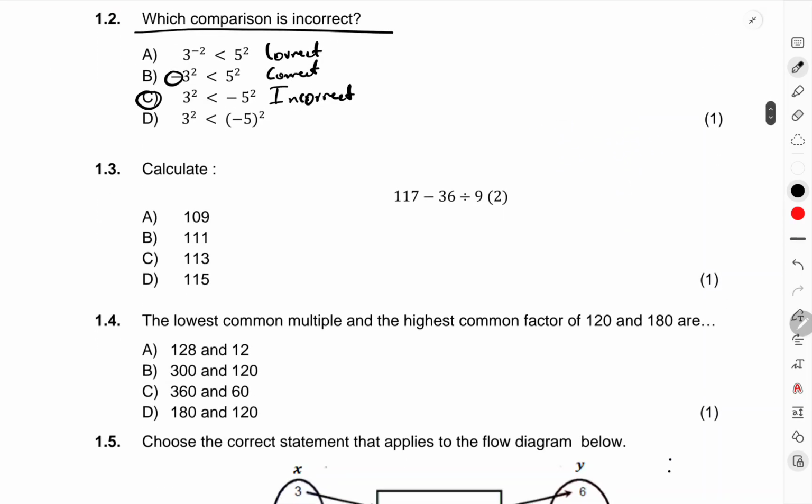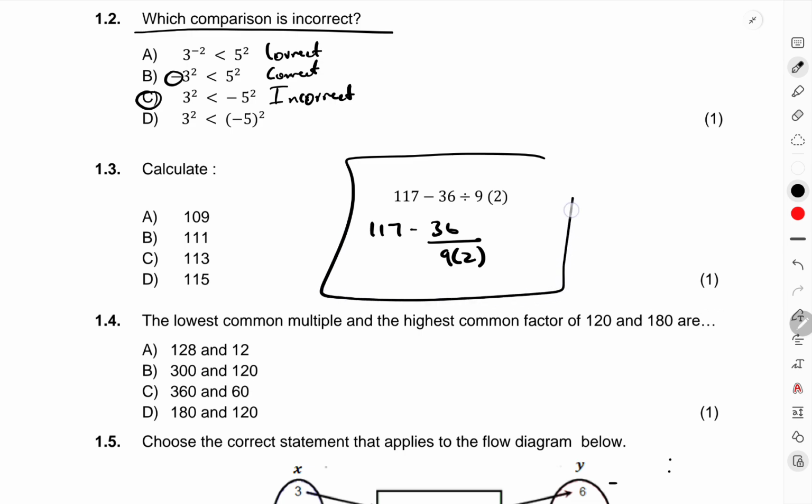Then let us go to 1.3. Calculate. Now, if we want, we can use a calculator, or if you don't want, we can simply work out this calculation over here. I have 117 minus 36, divide, another way to write it, I'm writing that line over there, divide by 9, multiply by 2. Therefore, these are the same.